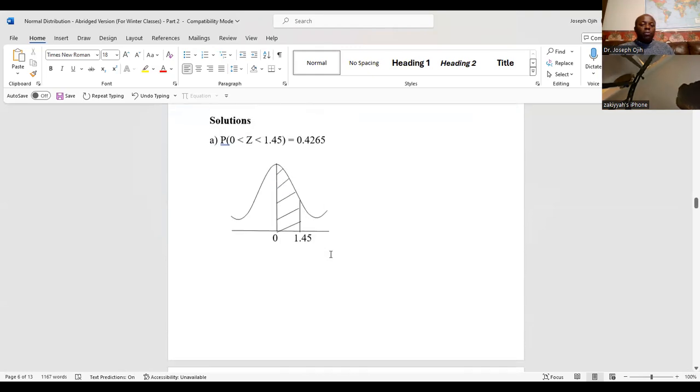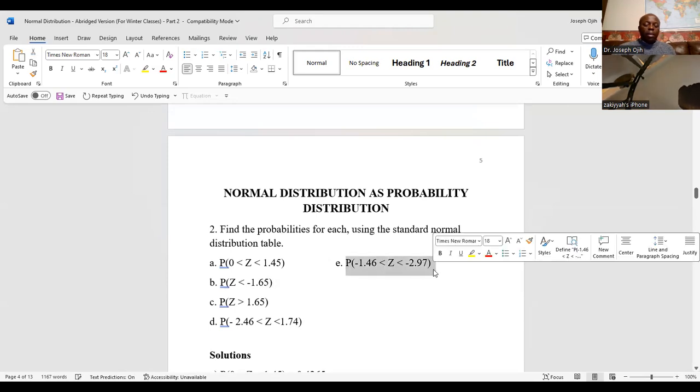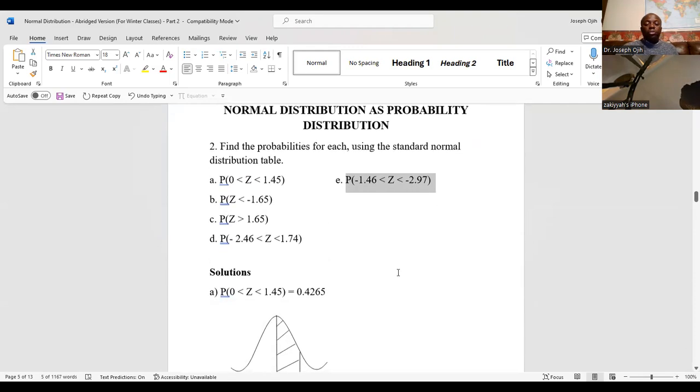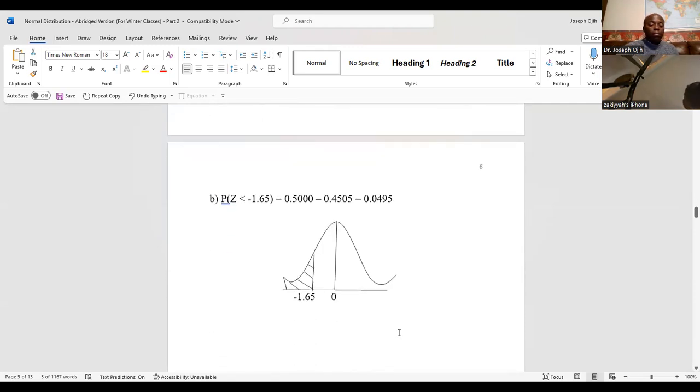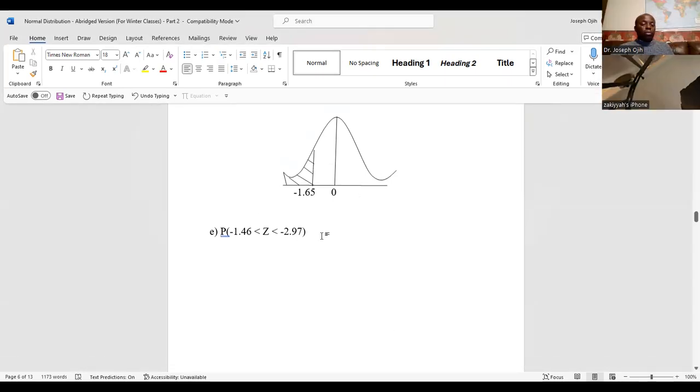So next is to solve another example. Last example, I'm gonna solve this type. The rest of them you can practice. Like I said, it's the same process, the same procedure. Part E. It says find the probability of this. It means to find the probability of between negative 0.46 to negative 2.97.